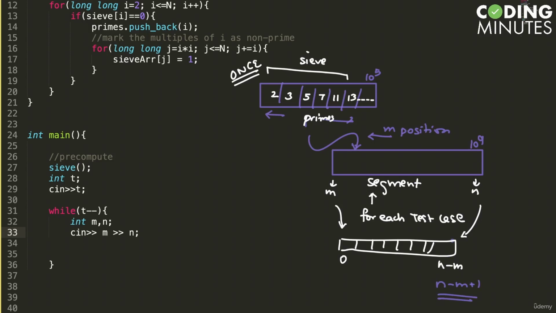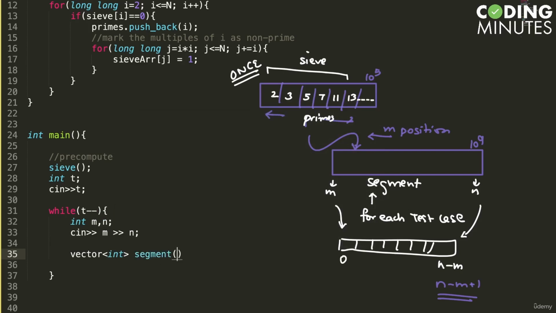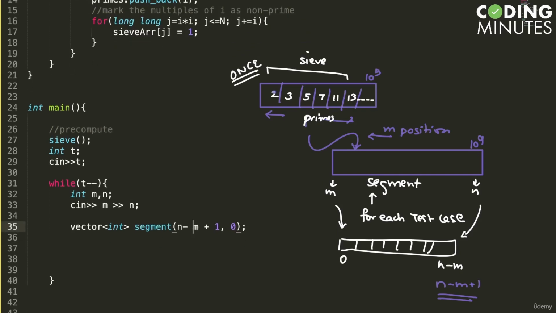Because the last index is n minus m, the total size would be 1 greater than the last index. So we'll say, okay, we are creating a vector of integers, we call it segment, and the size is n minus m plus 1, and everything is set to 0. Now, let's say in this segment the numbers are from 99 to, let's say, 150. We will go through these numbers and mark the nearest multiple of that number in this segment.